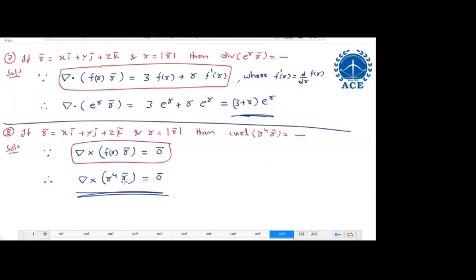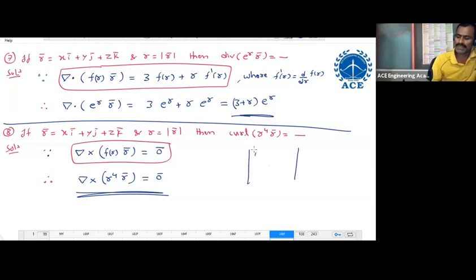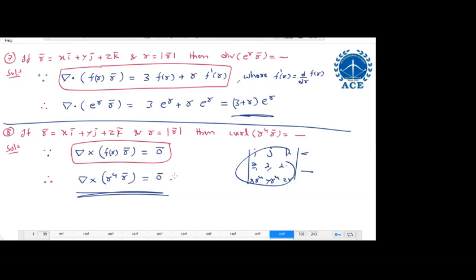If you want to do this problem by using curl, then do like this only: i bar, j bar, k bar, dou by dou x, dou by dou y, dou by dou z. And this r bar is xi bar plus yj bar plus zk bar. So in that case, the f1 function will be x into r power 4, y into r power 4, z into r power 4. Then expand, simplify. We get this 0 bar finally. If you want to do like that, we can do. Otherwise, we can remember this formula directly.